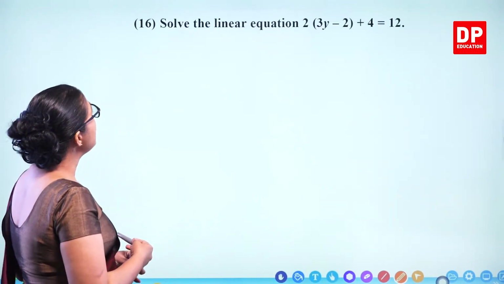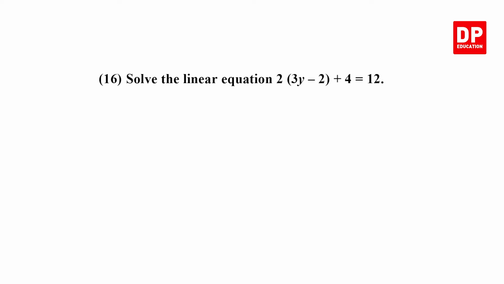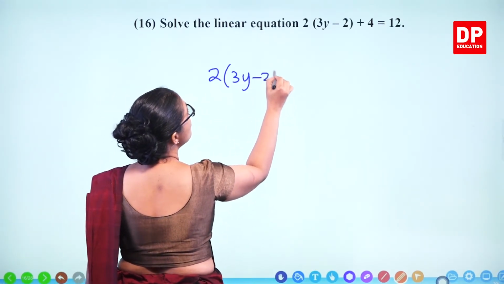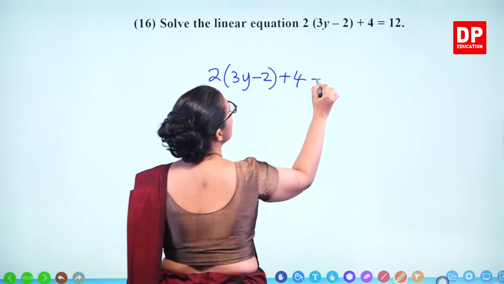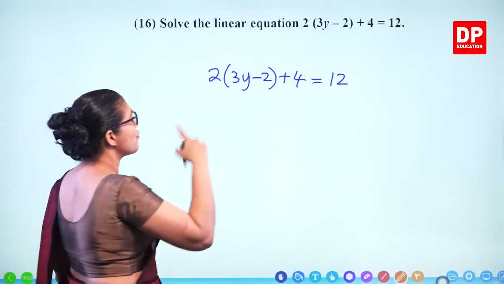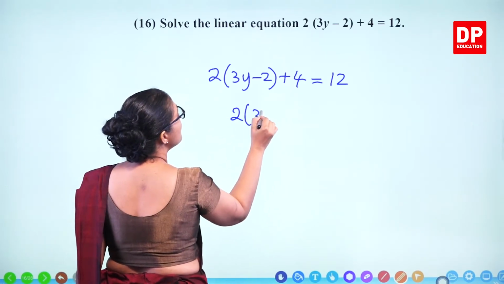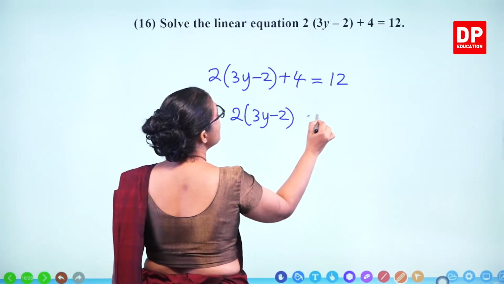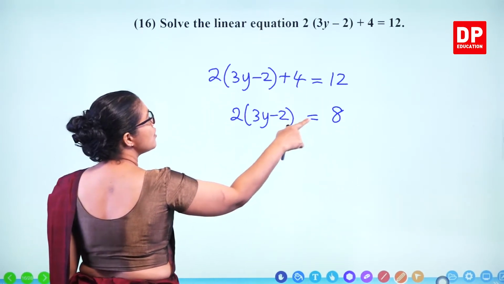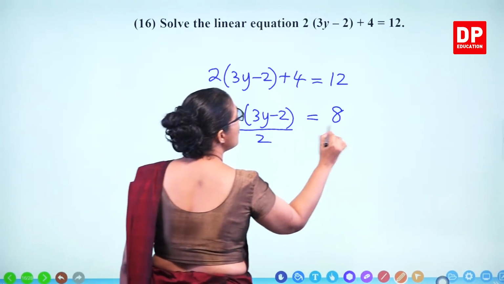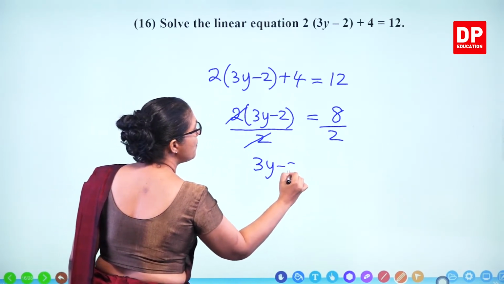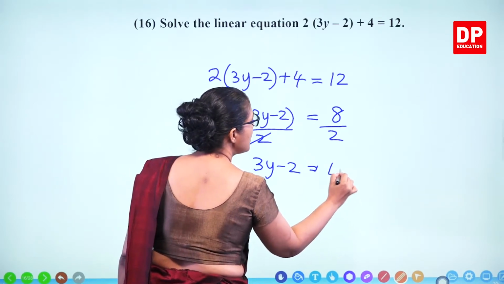Question number 16. Solve the linear equation. 2 times (3y minus 2) plus 4 equals 12. So first you can take 4 to the other side. Subtract 4. 2 times (3y minus 2) equals 12 minus 4, 8. Now can you see 2 is there? So you can divide both sides by 2. So 3y minus 2 becomes 8 divided by 2 is 4.